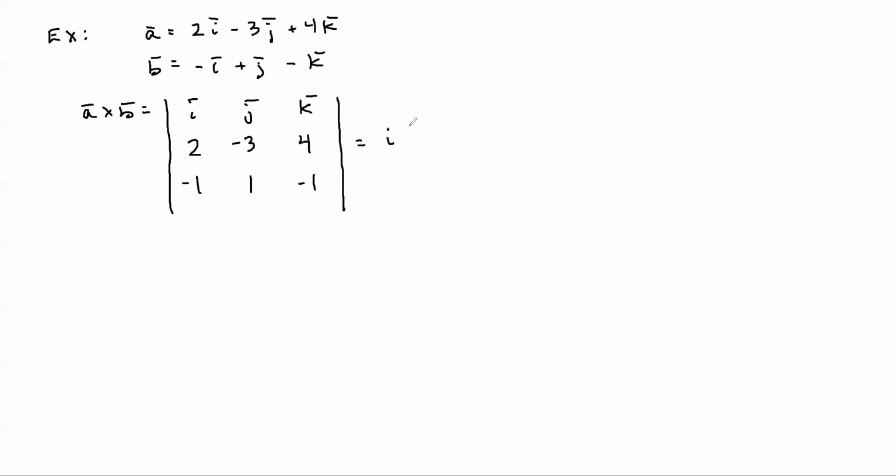So that's going to equal i times, and now you multiply these two, negative 3 times negative 1, minus these two multiplied together, 4 times 1, minus j times, you multiply these two together, 2 times negative 1, minus these two together, 4 times negative 1, plus k times, you multiply these two together, 2 times 1, minus these two together, negative 3 times negative 1.